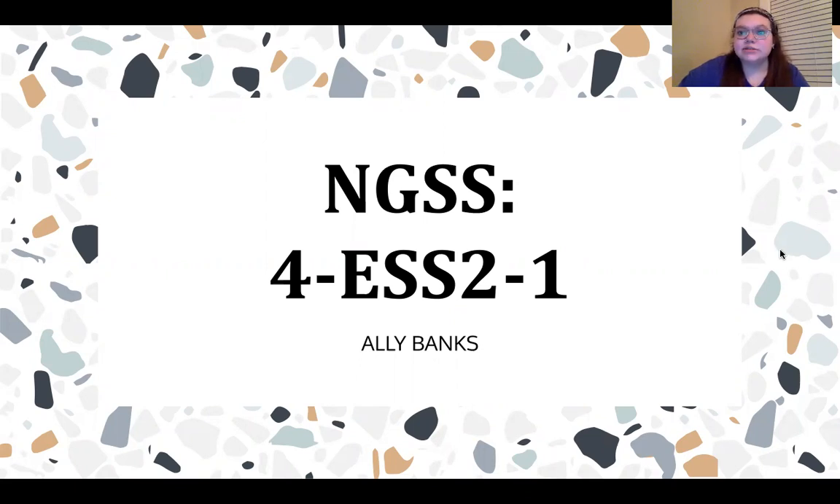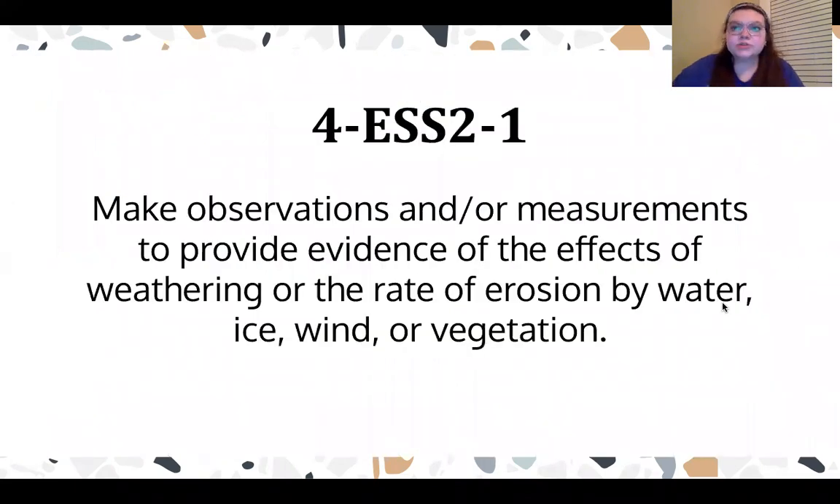4-ESS2-1. So this is a fourth grade Earth Science standard. This standard states that students will be able to make observations and/or measurements to provide evidence of the effects of weathering or the rate of erosion by water, ice, wind, or vegetation.